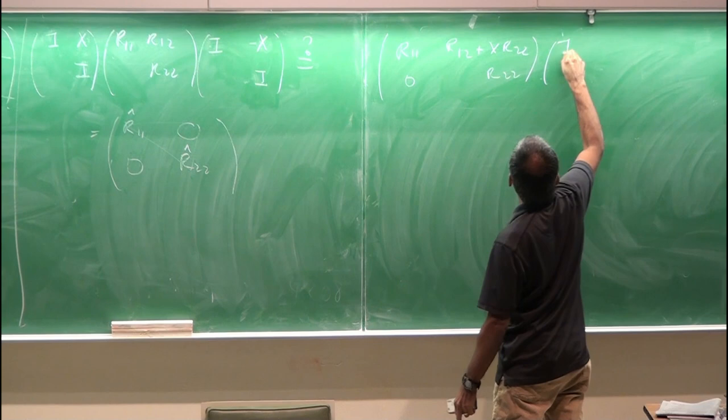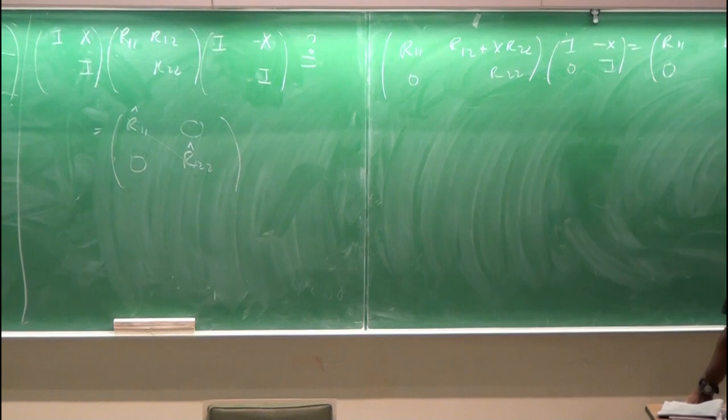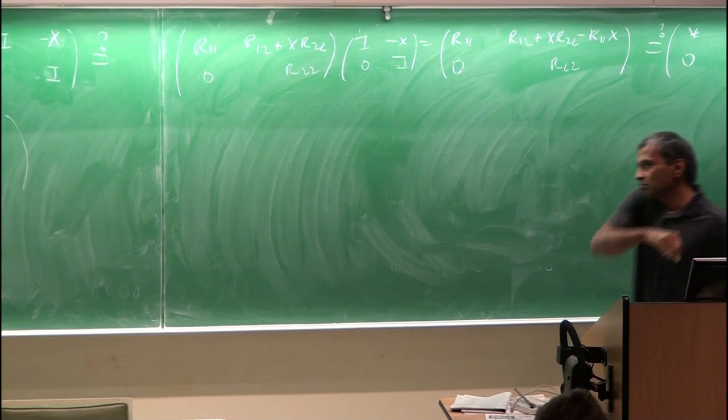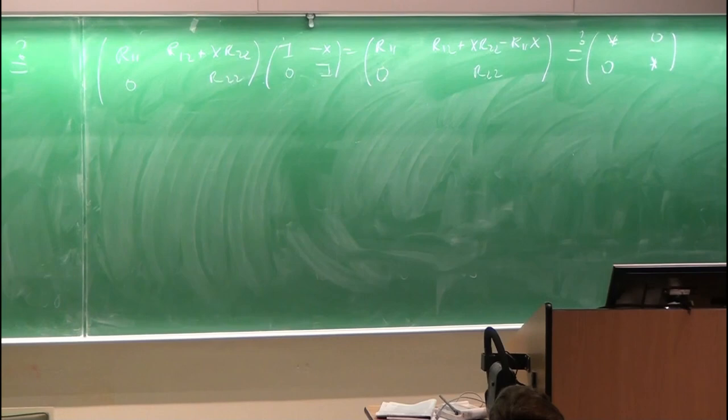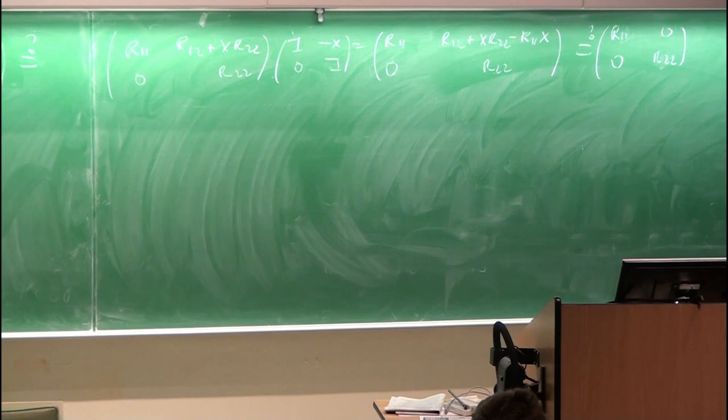The first column will come through unscathed again. The second column will be R12 plus X times R22 minus R11 X. And this will come out as R22. Right, and the question is, can we make this into star, zero, zero, star or not? The stars mean I don't care what numbers you put there, as long as you end up producing zero on the top right. So if you look at this equation, we have no choice in the stars. This will come out to be R11 and R22, so those two blocks will come through unscathed. They will just be what they were originally.